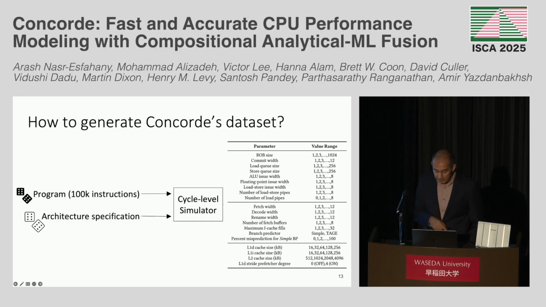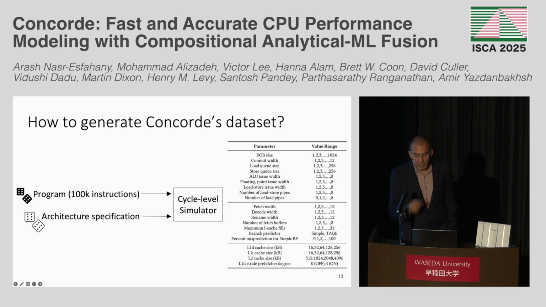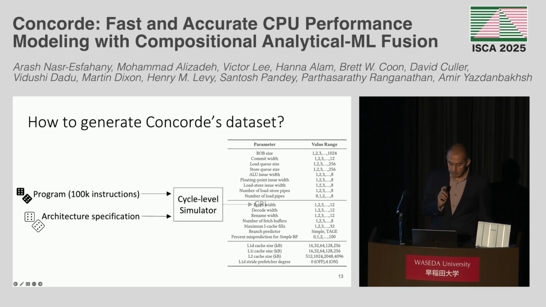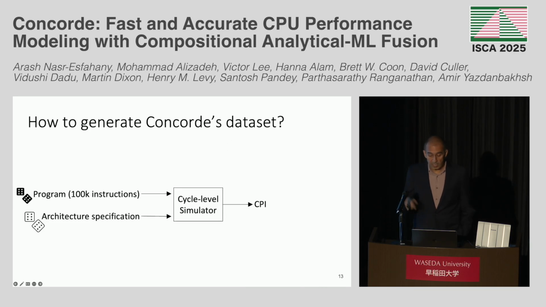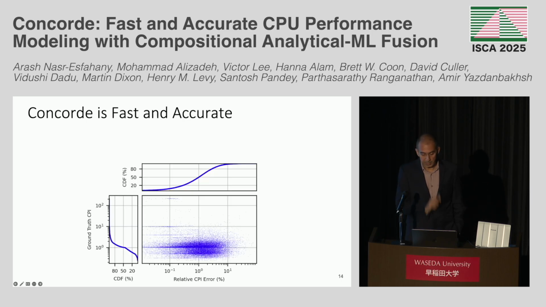I think we haven't mentioned it here. It's a very large space. And we do this by sampling each parameter independently and at random. We then run our cycle level simulator to get the ground truth CPI for each program architecture pair. And in total, we use around 800K training and 50K unseen samples for the validation.